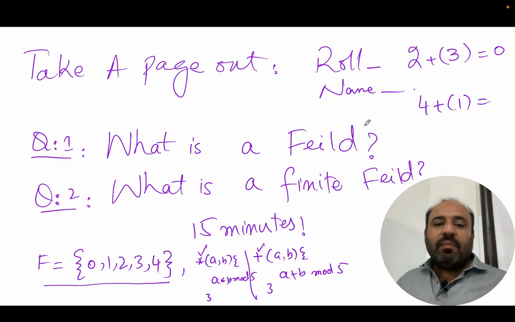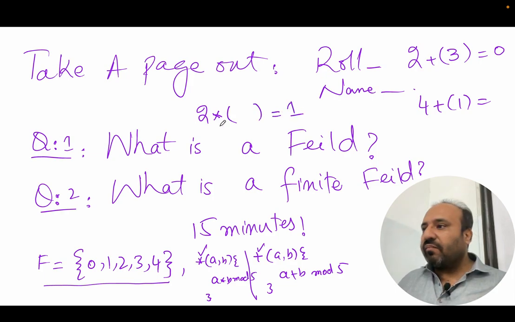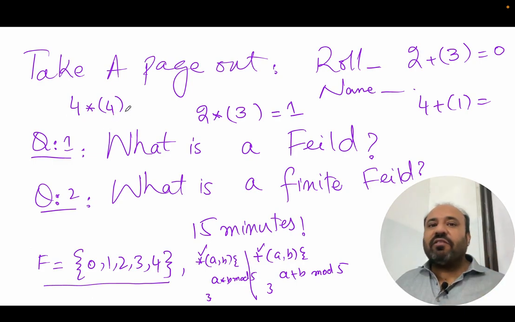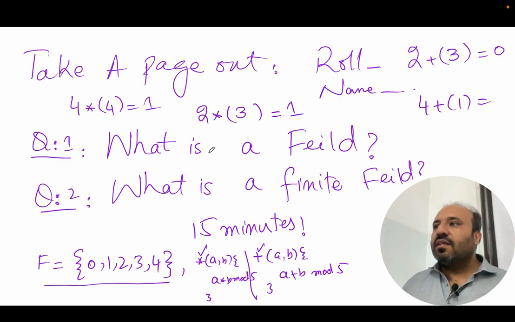Yes. Tell me the multiplicative inverse of 2, I mean multiply 2 with some number that generates 1. 3. Yes. Tell me the multiplicative inverse of 4. The multiplicative inverse of 4 is 4, since 16 mod 5 is 1. So that's a finite field.